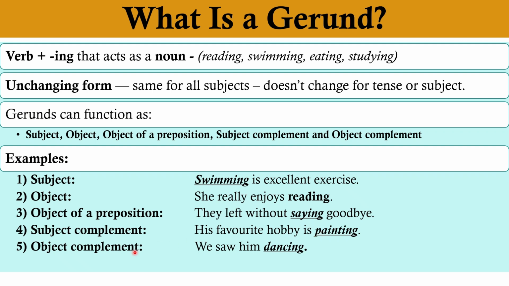And finally, gerunds can work as object complements. This happens when a gerund follows and describes the direct object. For example, we saw him dancing. Here, him is the direct object, and dancing tells us what he was doing. So, the gerund dancing complements the direct object him. So, gerunds look like verbs, but they are truly versatile, which makes them a powerful tool for your English.